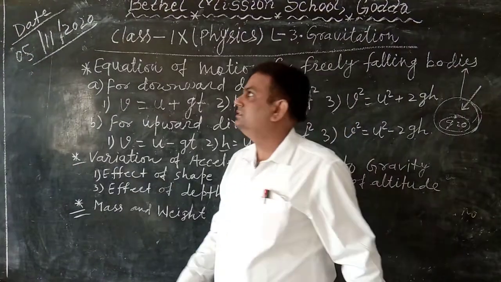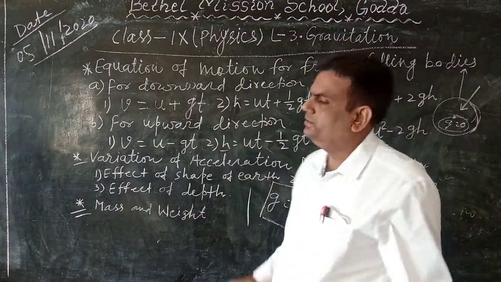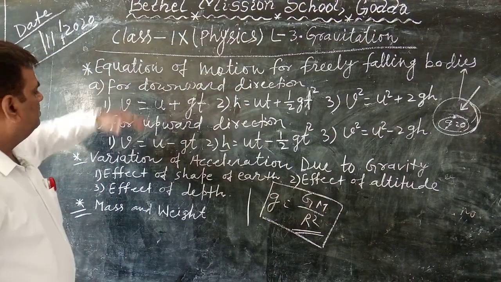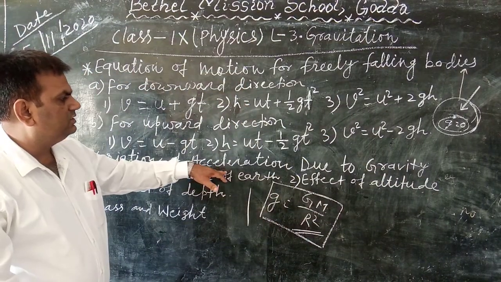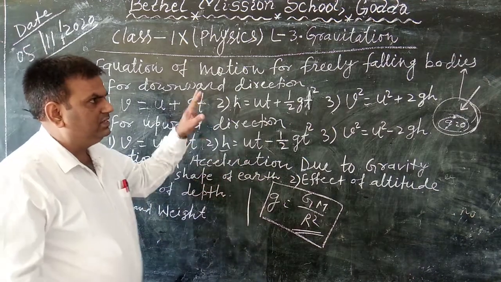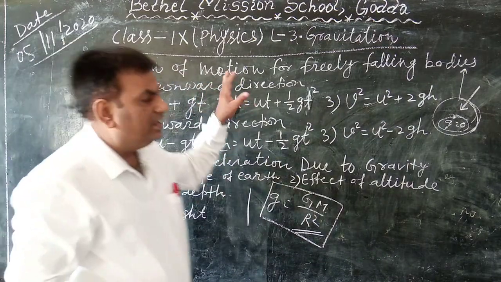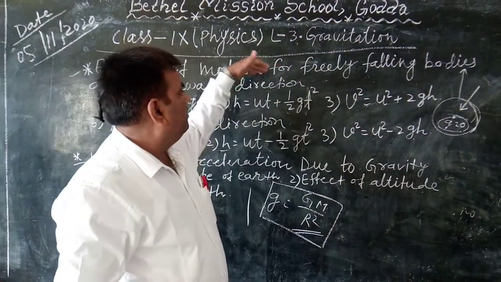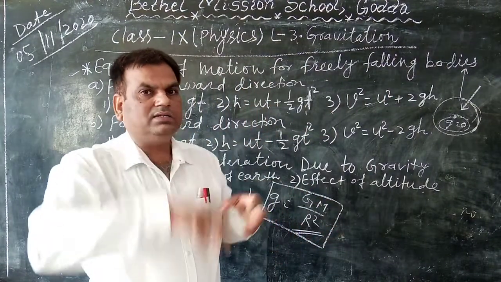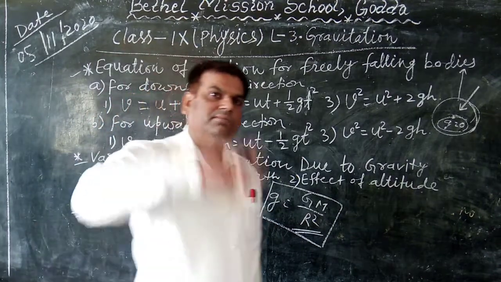Today we will discuss Physics Class 9, Gravitation, and there are three topics: equation of motion, variation of acceleration due to gravity, and mass and weight. These three topics. So first we will go through the first topic, equation of motion. Equation of motion for freely falling bodies, when an object falls towards the ground and when we throw the object from the ground.